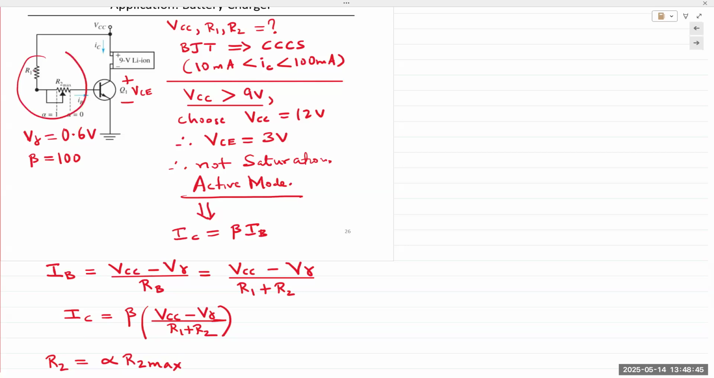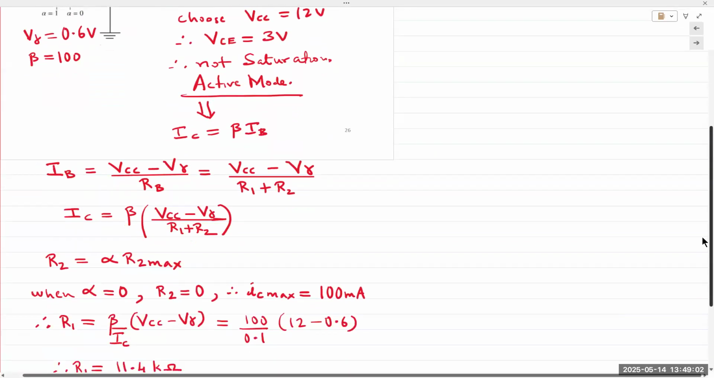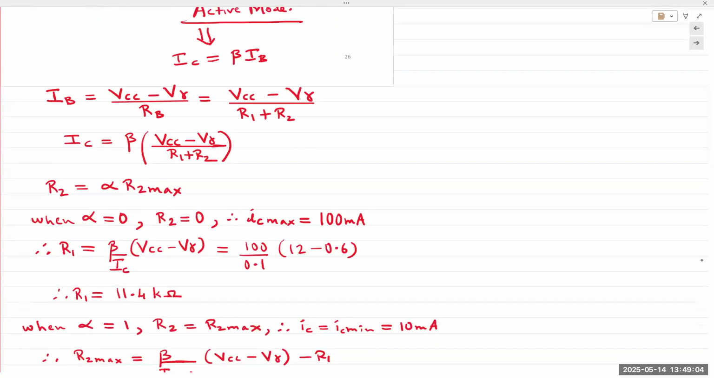So if we start on the left, again, similar techniques we are simply applying, and the explanation is a little different, but the techniques remain the same. IB is applied to the base. From there, we can calculate the values for RB and IC. In this equation, we have VCC minus V gamma. But the base resistor now comprises R1 and R2. Right? R1 and R2. And R2 is the variable resistor. We can change what R2 is.